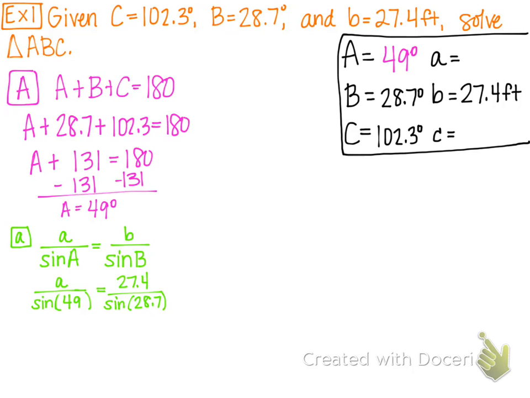Okay. Now, this is just like any other proportion, except you've got the calculator here to calculate these things for you. So in your calculator, you can multiply 27.4 times sine of 49, but you need to make sure that your calculator mode is in degree. So when you multiply 27.4 times sine of 49, you get 20.679.